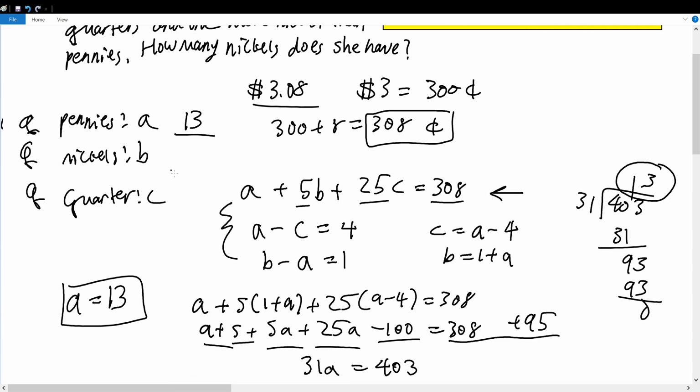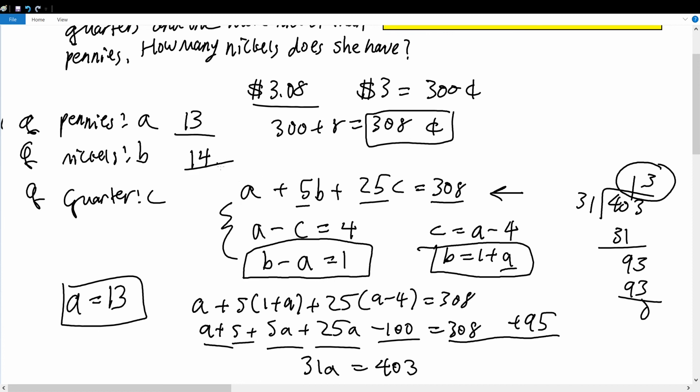And we want to solve for nickels. So we can use this equation right here, B is equal to 1 plus A. We know the quantity of A to be 13, plus 1 is equal to 14, meaning that our final answer is 14 nickels within her wallet.